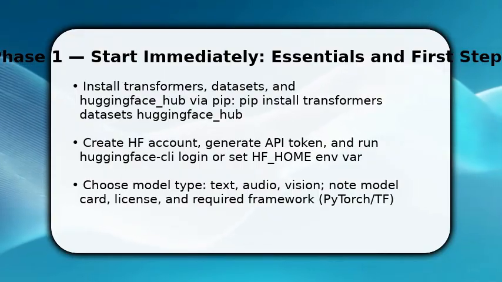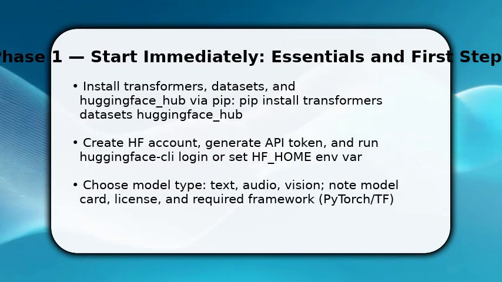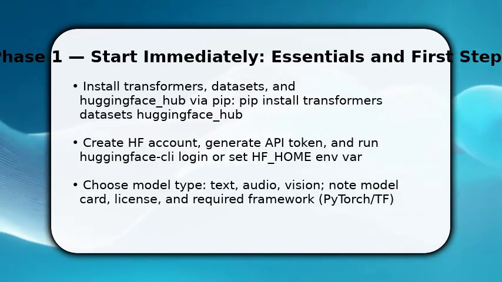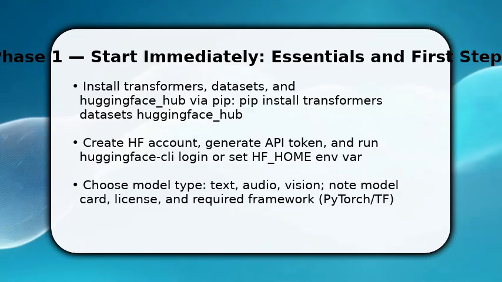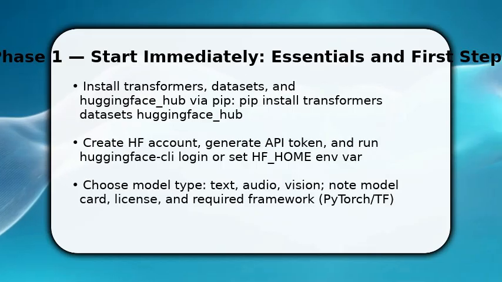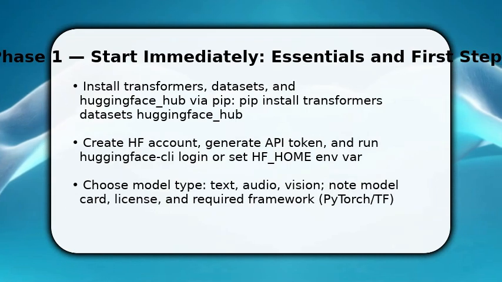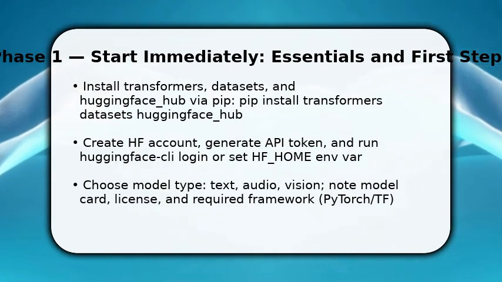You begin by preparing your environment and authenticating. Do that now. Install the official libraries with pip, and then log in using your token so you can pull private or large models. Once done, pick the right model family, text, vision, or audio, looking at the model card for framework and license details. Make sure to note dependencies and minimum torch or TensorFlow versions. You'll avoid surprises if you confirm CPU versus GPU needs before downloading weights.